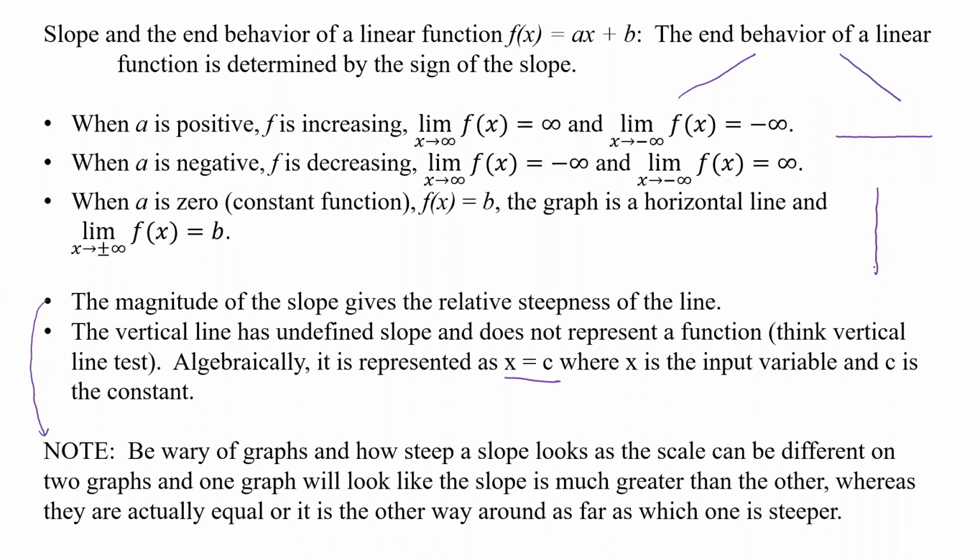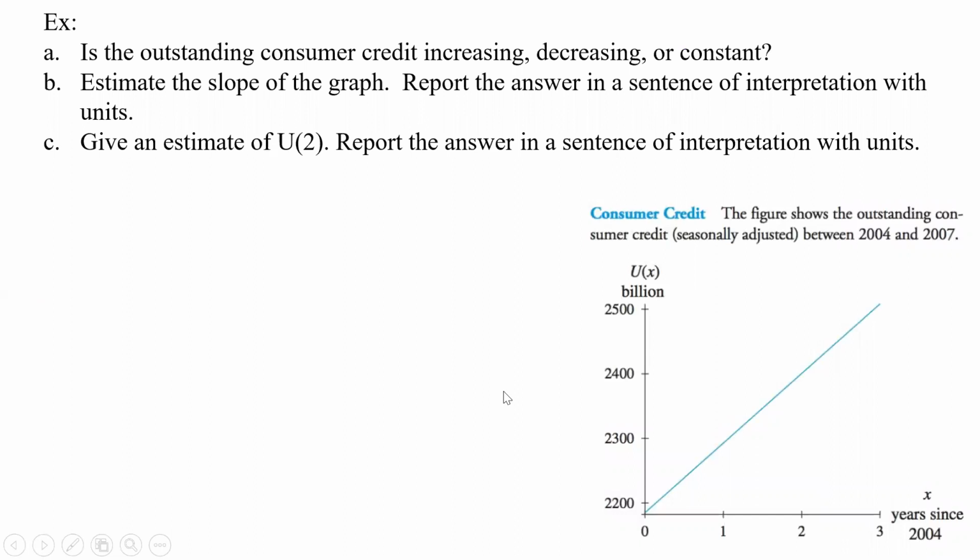All right, so I think we have all the different kinds of lines we could make. And so let's start looking at some examples. It says, is the outstanding consumer credit increasing, decreasing, or constant in this graph here? Well, here we've got the consumer credit. It shows the outstanding consumer credit, seasonally adjusted, between 2004 and 2007. As you can see, it looks like it's going up, so that means it's increasing. So we'll just circle increasing and we'll be done with that one.